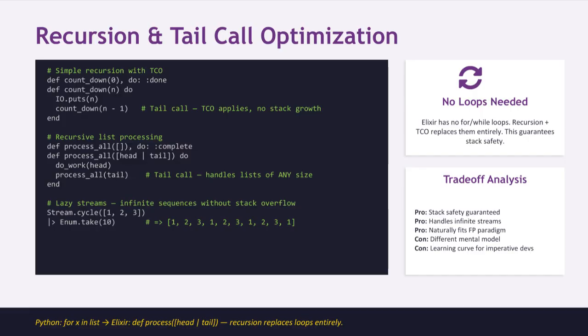And Elixir's Stream module takes this further. Lazy infinite sequences that compute values on demand. The function generates an infinite repeating sequence, and you just take as many values as you need. The trade-off is a mental model shift. If you're used to for loops, recursion takes some time to adjust, but once you get it, you gain safety and infinite stream processing as a free bonus.